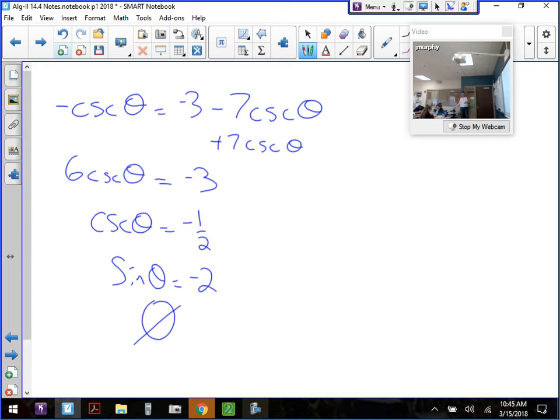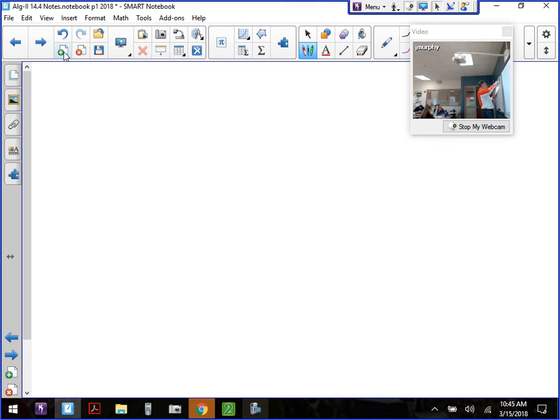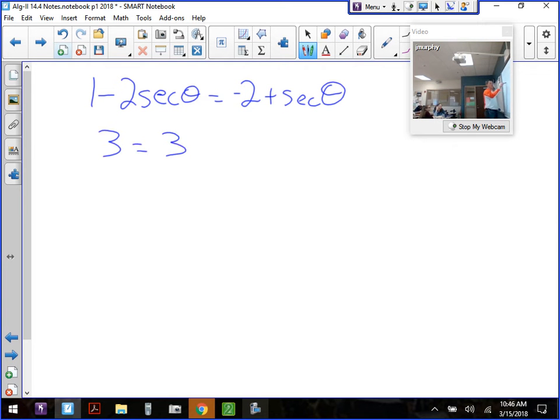We had to do what, 11 after that? Okay. 11, same basic idea. When we walk through 11, you've got 1 minus 2 secant theta equals -2 plus secant theta. I need to pick on the little guy, which means I'm going to add 2 secant to the right. At the same time, I'm going to add 2 to the other side. So I'm going to get 3 equals 3 secant theta.